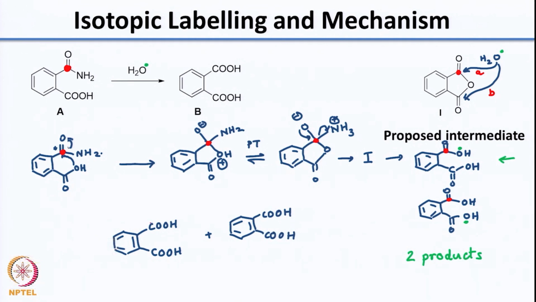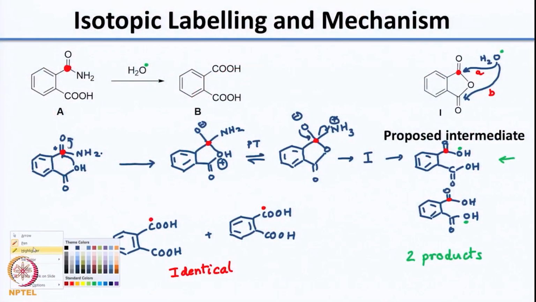Let us put the labels. So, this carbon is labeled, this carbon is labeled. Since the oxygen is not labeled, both these products would again be identical. So, you will not be able to figure out what would be the nature of the intermediate. That is why when you design experiments or when you hypothetically try to figure out what the mechanism is, you have to draw it out and think of all possibilities.